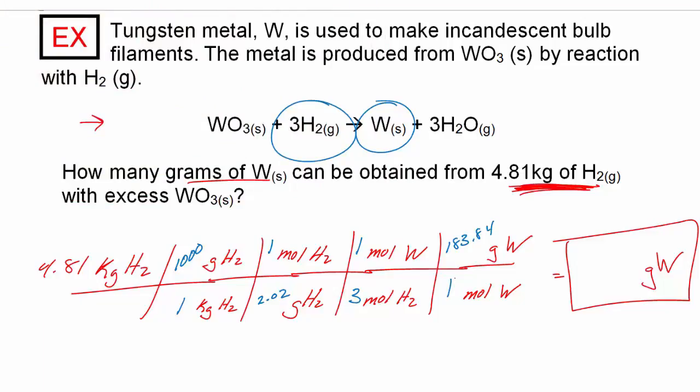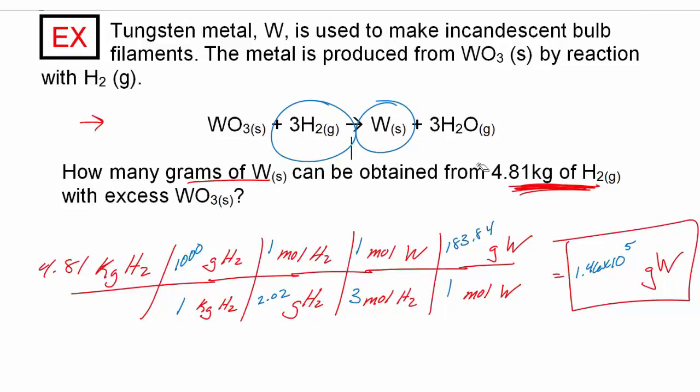4.81 times 1,000. Divide by 2.02, divide by 3, times 183.84, about 1.46 times 10 to the 5th grams of tungsten. So in theory, that's how much tungsten will be produced.